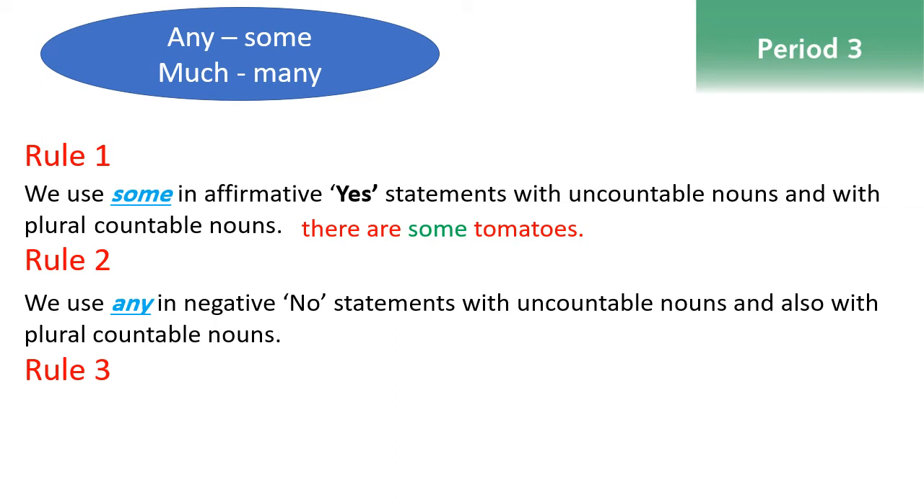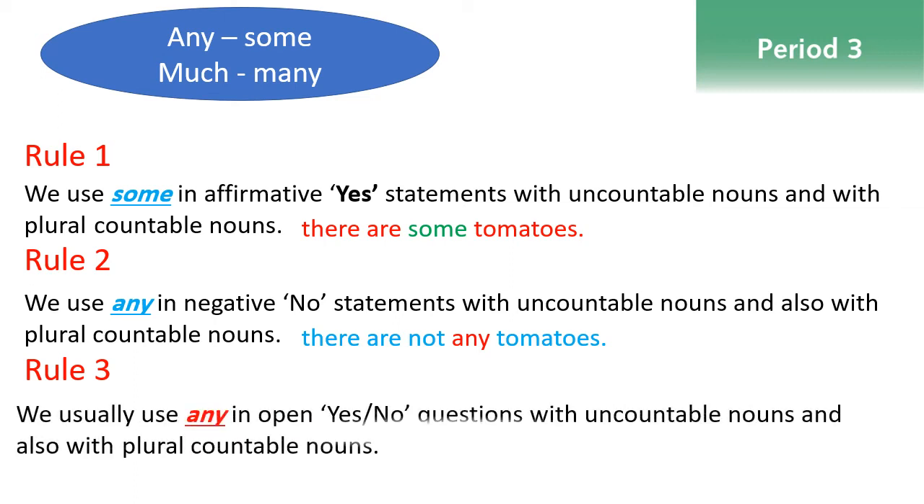كذلك كلمة any يا شباب بستخدمها مع الجمع المعدود أو مع غير المعدود لكن في حالة النفي. مثال: there are not any tomatoes, أو there aren't any tomatoes. لا يوجد أي بندورة عندنا. هنا عندي كلمة not. Not refers to what? To negative statements. So we have any tomatoes.